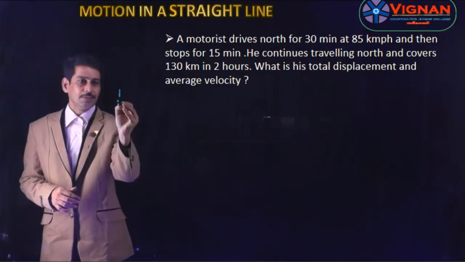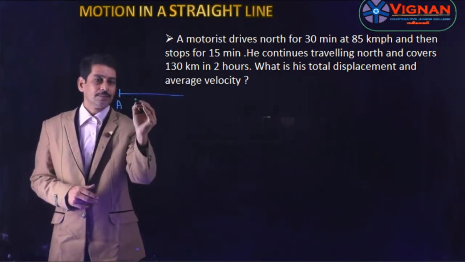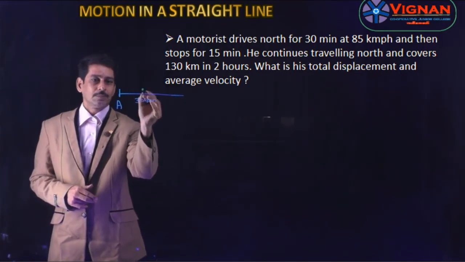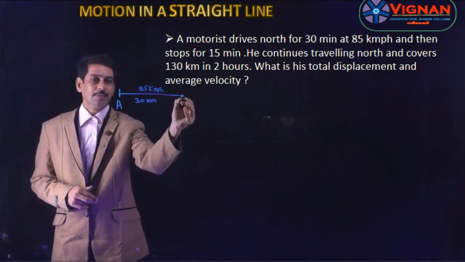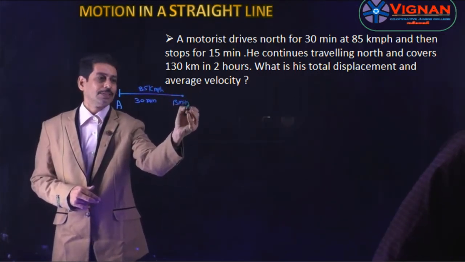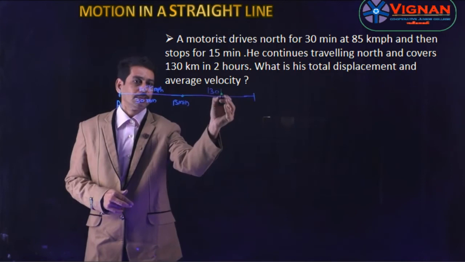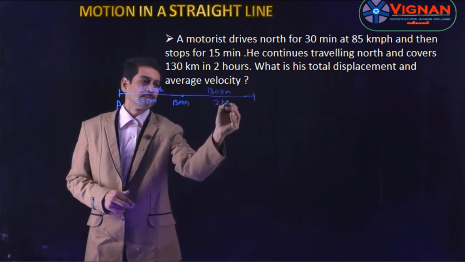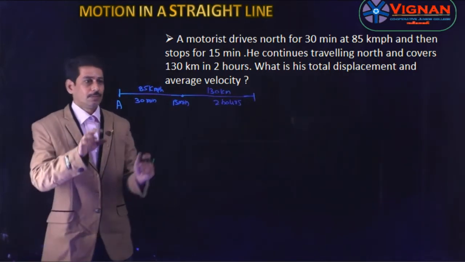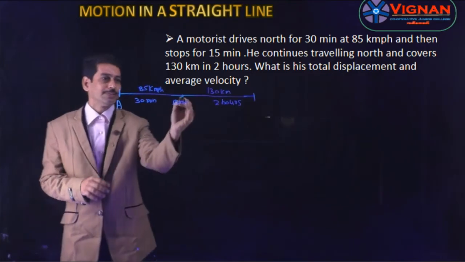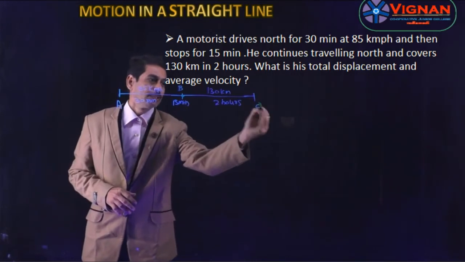Let's consider he starts from the point A and he travels towards north for 30 minutes with a speed of 85 km per hour, and it stops here for 15 minutes and then continues to travel a distance of 130 km for 2 hours. So we are asked to find the total displacement and the average velocity. So this is divided into 3 parts. This is the first part from A to B, and again at the point B, and again from B to C. So it is divided into 3 parts.